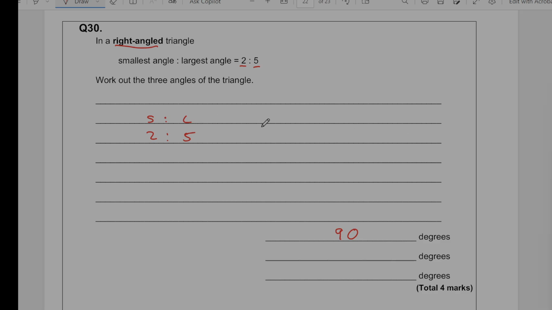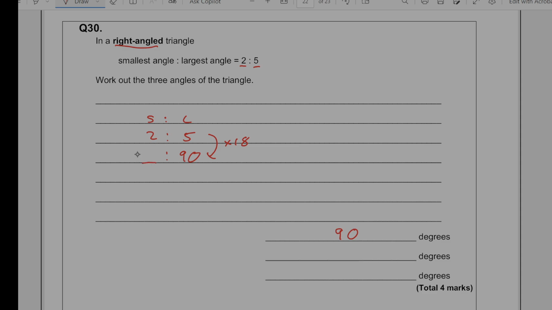Sorry, no, because the largest one must be the 90-degree angle. So to get from there to there, we would need to times by 18. So this angle here must be 2 times by 18, so that's 36. So that's the other one. And then the other angle must be 90 minus 36, which is going to give us 49.